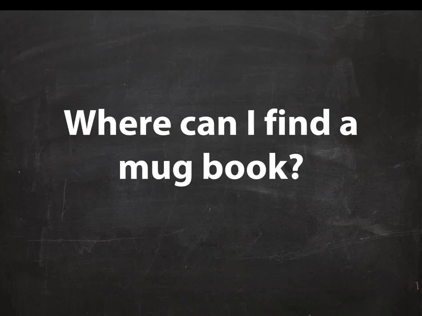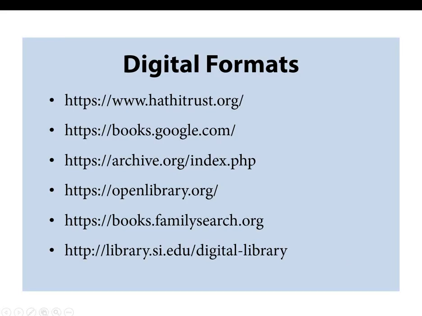So if you cannot find your ancestor in a mug book, or actually, where can we find the mug books that our ancestors would be in? Libraries is the most important and the first place that we should all be looking. However, because these books were published in the 1880 time frame, they are now out of copyright, so we can find a majority of them online in digital format, either with HathiTrust or Google, Archive, Open Library. FamilySearch has plenty of them as well. It's always good to check out those particular areas.